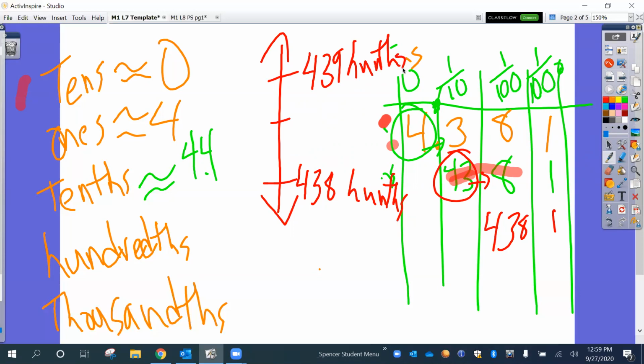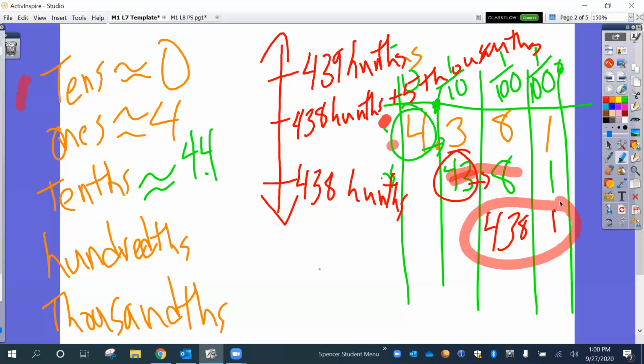And what would be the midpoint? Well, again, we take our bottom number, 438 hundredths, plus 5 of the place value to the right of it. Well, that would be 5 thousandths. Okay, so we have our vertical number line now. Now we're looking at our number, 438 and 1 thousandth. Well, 438 and 1 is smaller than 438 and 5. So it's going to be down here.